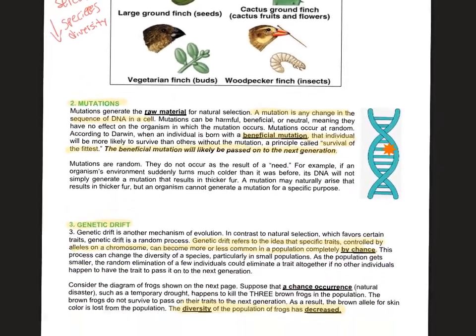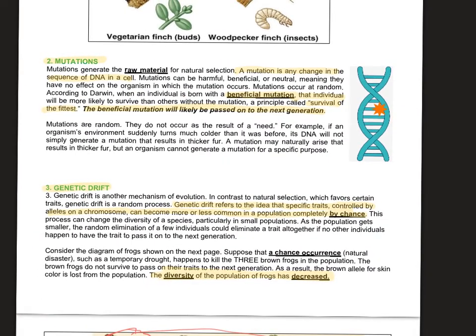Mutations. A mutation is just a change in the DNA of a cell. The thing you need to know about this is it can be beneficial, it can be harmful, or it can be neutral. Of course, if it's beneficial, it can actually increase the diversity of a species. If it's harmful, it can decrease. And if it's neutral, it's not going to hurt the diversity of the species.